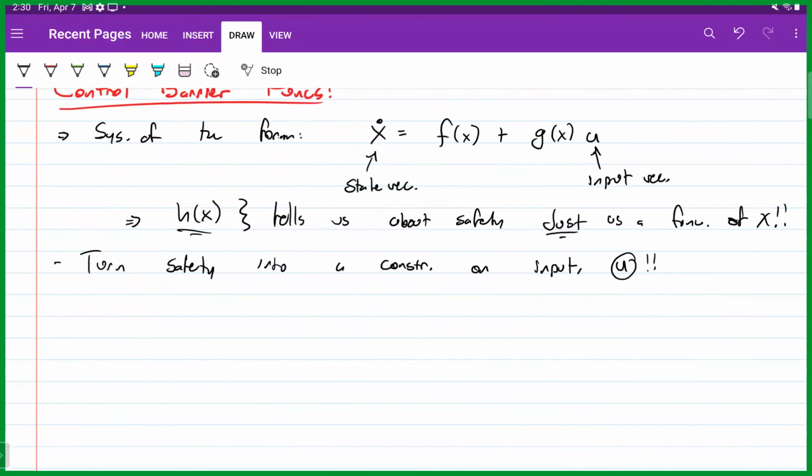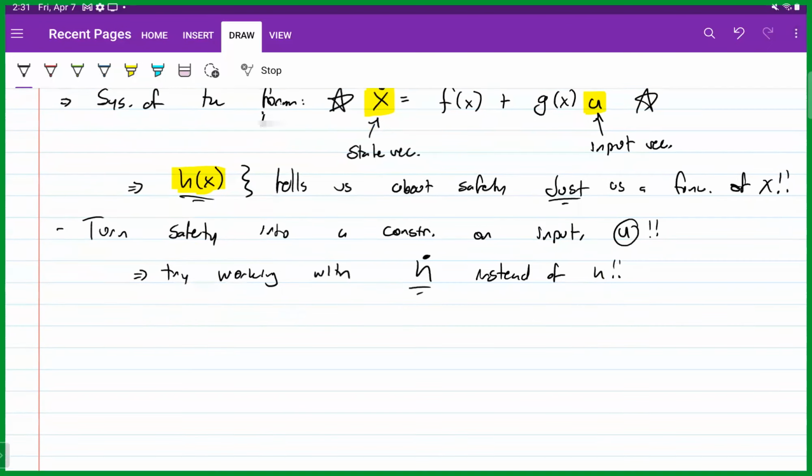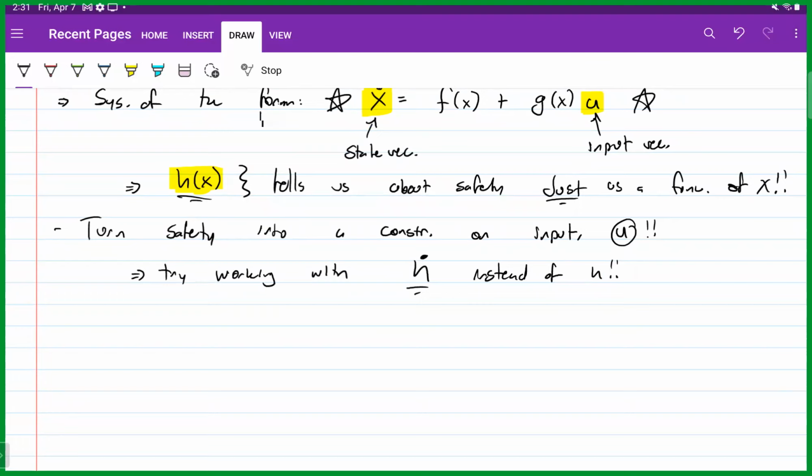Okay. So here's something. All right. We see that our expression for x dot has the appearance of the input u in it, right? But currently we're just working with h of x. All right. So what we're going to do now is we're going to try working with h dot, right? Instead of h. Okay. Because this expression for x dot has an appearance of our input u in it. So if we want to try and find some sort of constraint on our input that keeps our system safe, maybe we can look at the derivative of our barrier function instead of this straight up barrier function. Okay. All right.